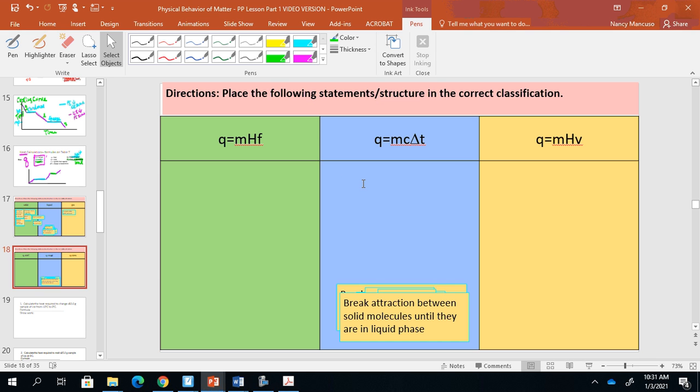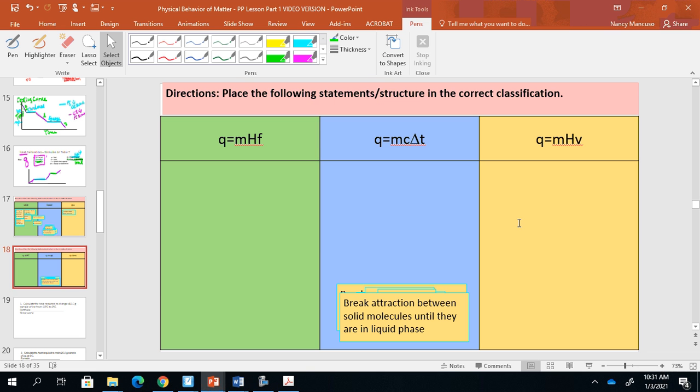Place the following statements under the correct classification. So these are the three formulas that we just used. If I'm doing Q equals mHf, this is what I want for fusion, so it is either melting or freezing. Q equals mcΔT, well, that delta T tells me it's changing temperature. And Q equals mHv, Hv is when it's vaporizing. So that's when I'm going to use that one.